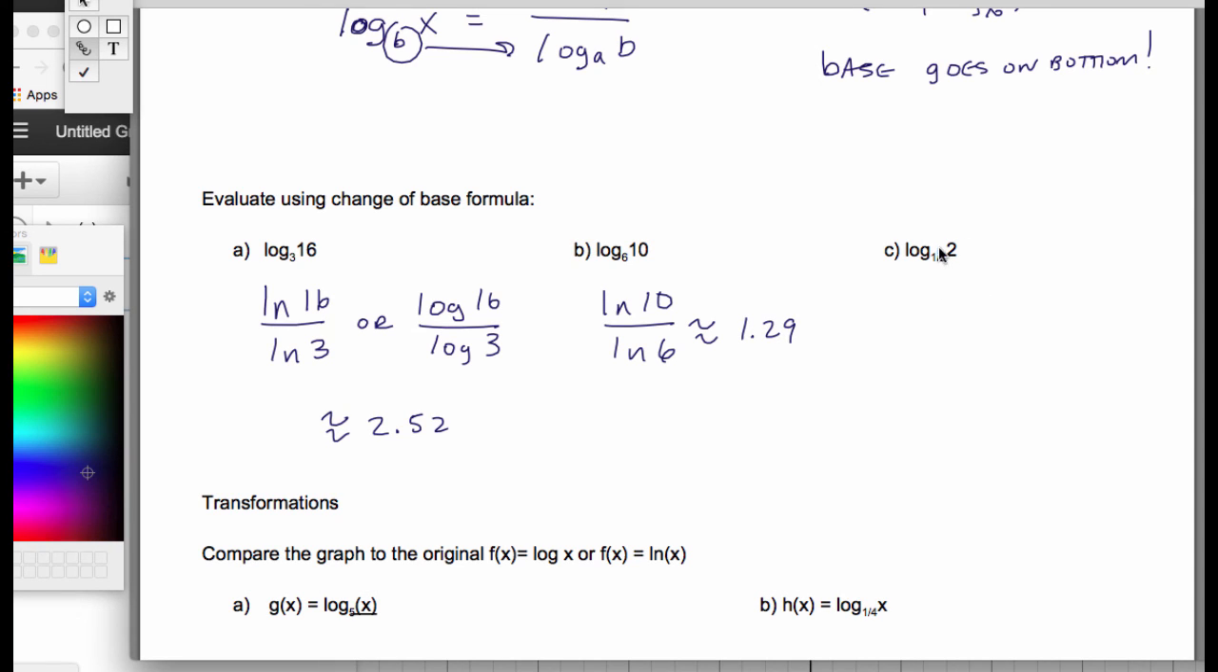Okay, let's do one more. If I've got a 1/2 on the bottom here, tricky but not undoable, we're going to do the natural log of 2 over the natural log of 1/2 here on the bottom, because the base goes on the bottom. And what I end up with is actually not approximately, it's actually equal to -1 there. And again, I could have done log of 2 over log of 1/2. That would have worked. I could have used log in the middle there. But that's the basics of using the change of base formula.